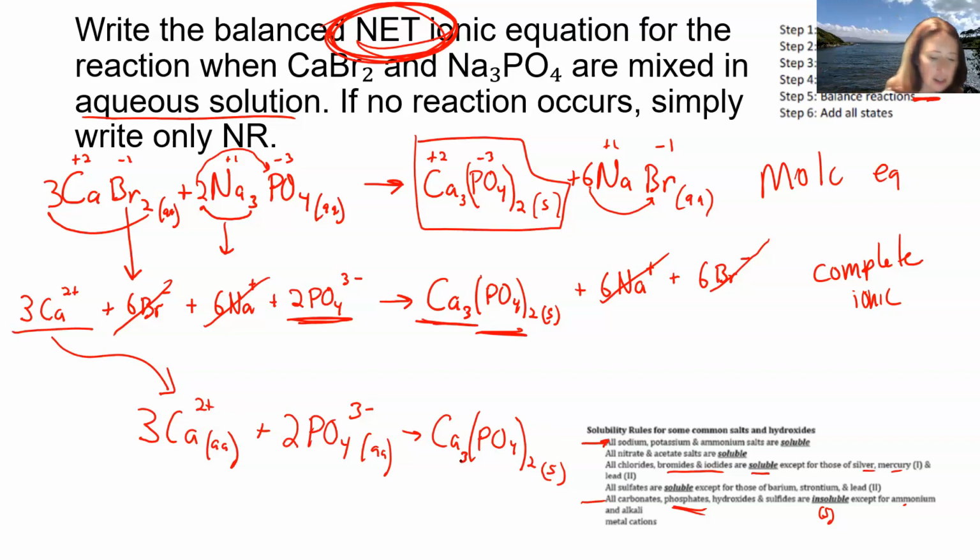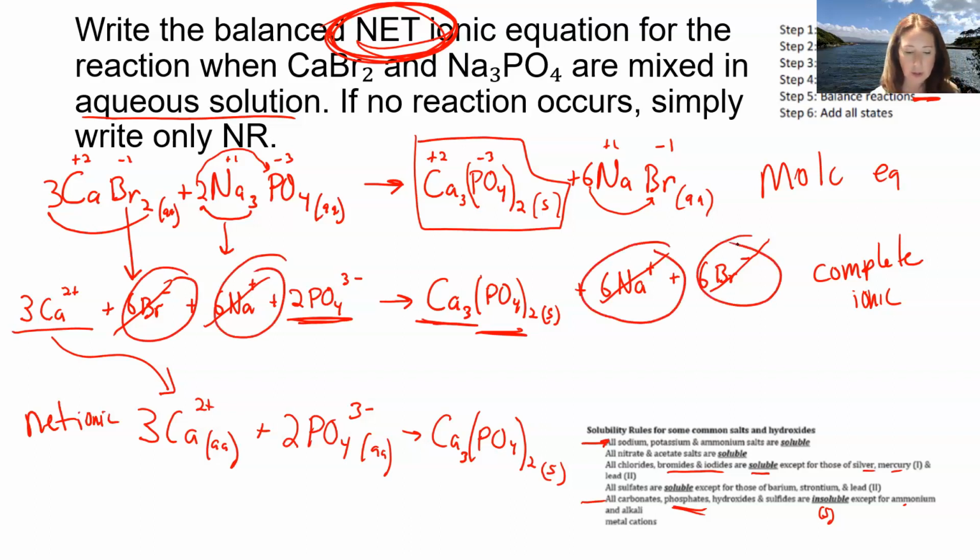Questions on this? This is the net ionic. If it asks us for the spectators, those are Br and Na. And again, it is important that you write the ions. The ions are very, very different than the elements. Very different. Let me just write spectator. Okay, any questions on this one?